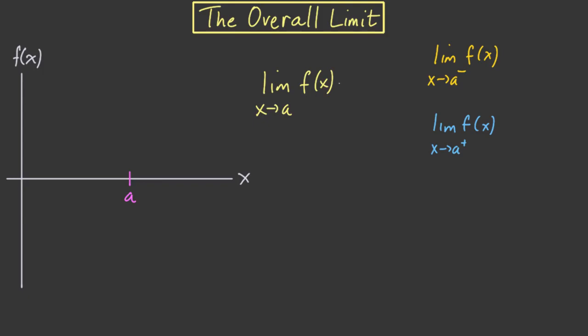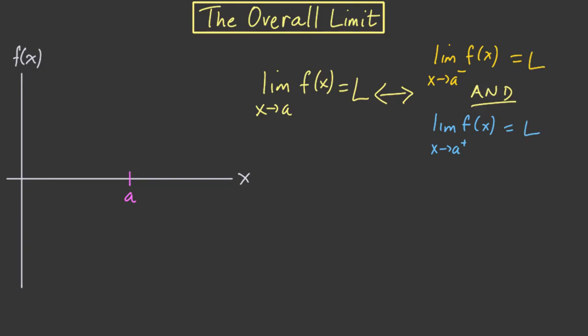And this will equal L if whenever x comes in close to a from either side, f of x gets really close to L. In other words, the overall limit equals L exactly when the left-hand limit and the right-hand limit are both equal to this same number L.